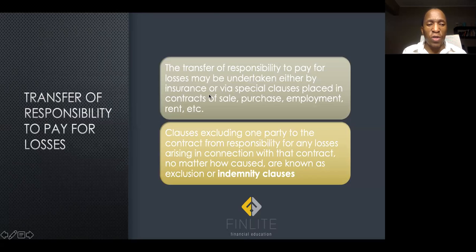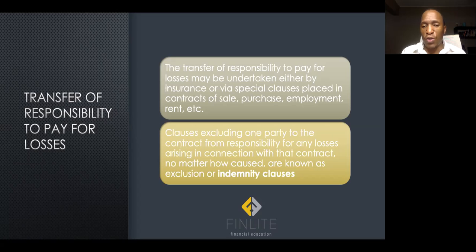So let's look at transferring of responsibility to pay for losses. The transfer of responsibility to pay for losses may be undertaken either by insurance or via special clauses placed in contracts of sale, purchase, or employment, rent, etc.